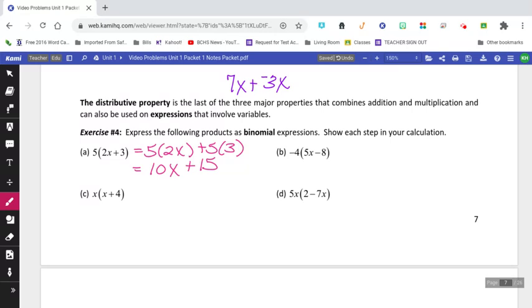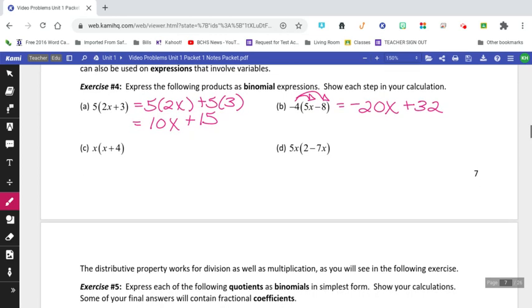And that's totally fine. Usually what we end up getting in the habit of doing, however, is not writing it out like that, just kind of going to the answer. So I'll tend to use arrows. So we're doing negative 4 times 5x. Well, that would be negative 20x. And then negative 4 times negative 8 would be positive 32. Okay.